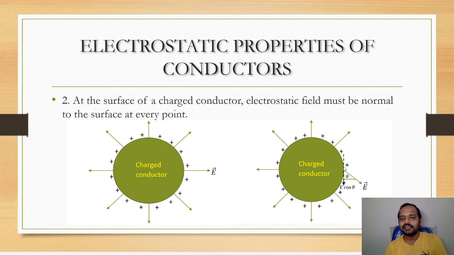So in such a case, you can see that there is a tangential component of E cos theta appearing, and this E cos theta will make sure that the positive charge or any charge which is present over here will now be experiencing an electrostatic force, and it starts to move on the surface of the conductor. Now remember one thing, we are talking about electrostatics, that is, we are actually talking about the static situation here.